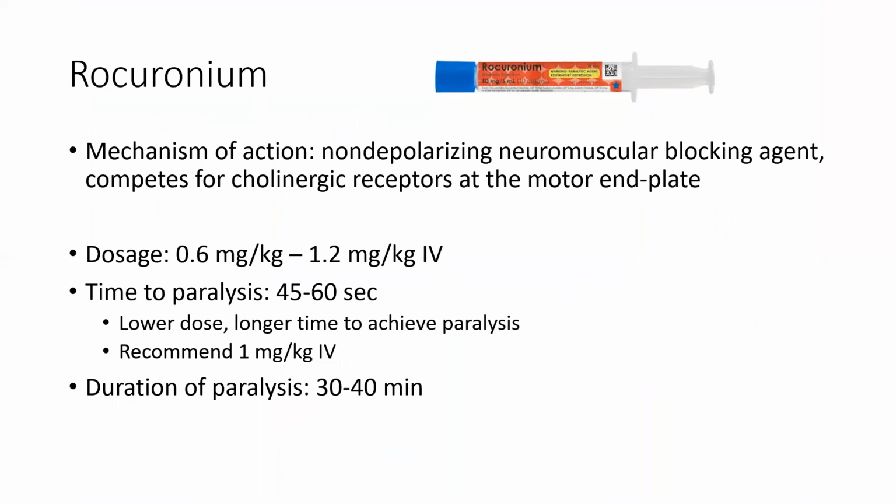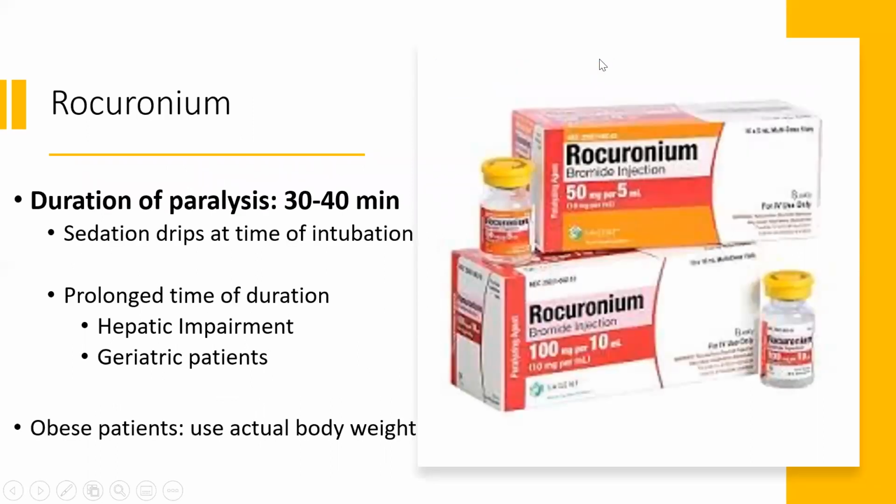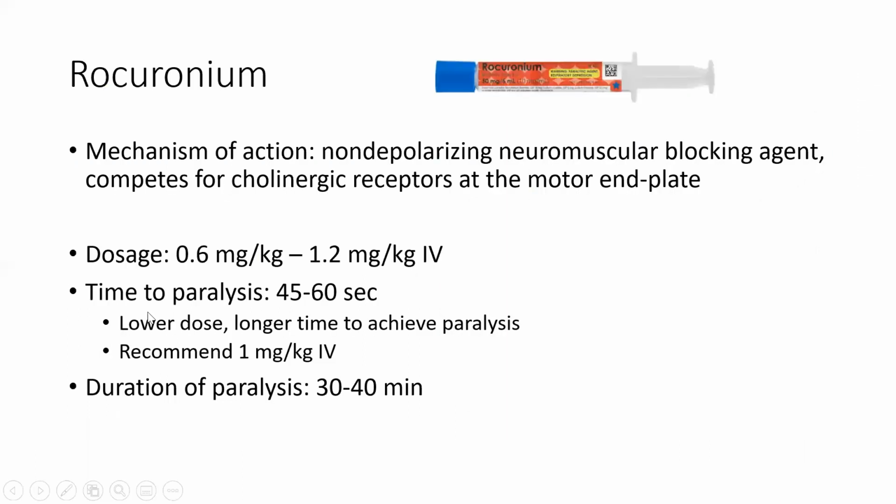So Rocuronium's mechanism of action, it's a non-depolarizing neuromuscular blocking agent. It's competing for cholinergic receptors at the motor end plate, and the normal dosage for this medicine is 0.6 to 1.2 milligrams per kilo. It's an IV medicine, and it will be supplied in one of two ways. It can be supplied in a pre-filled syringe, or on this next slide, you'll see it could be provided in a vial. Within our institution, the Pyxis is going to have Rocuronium in vials.